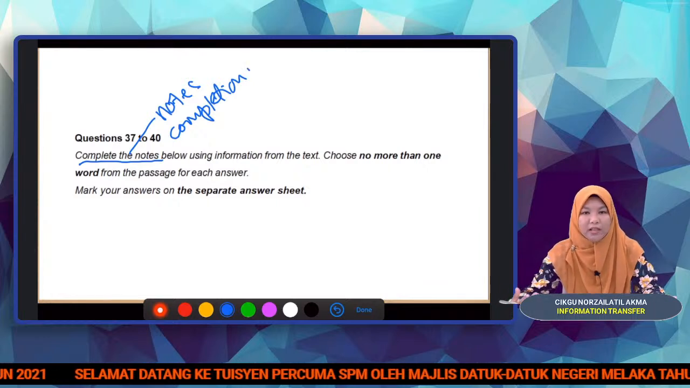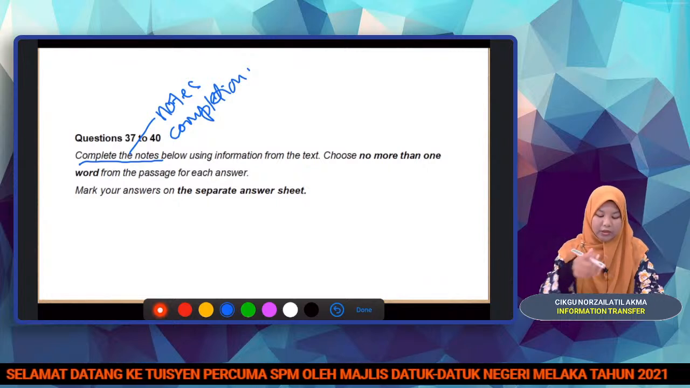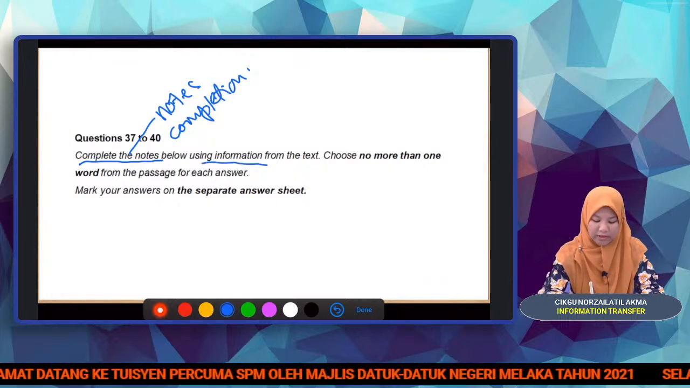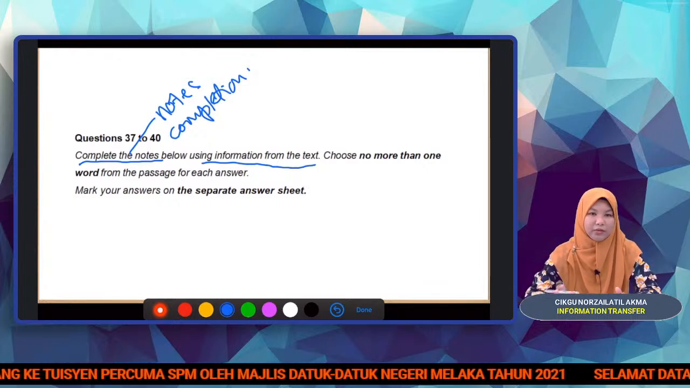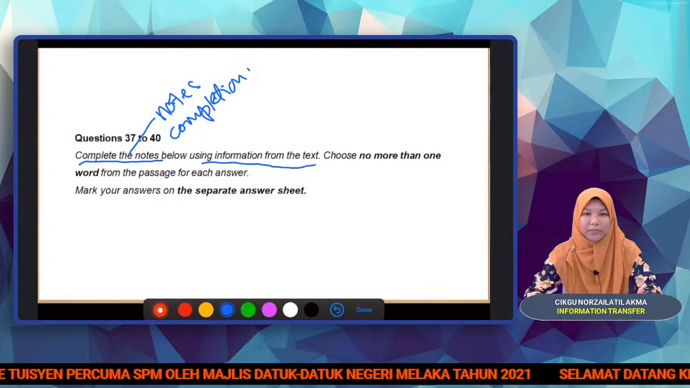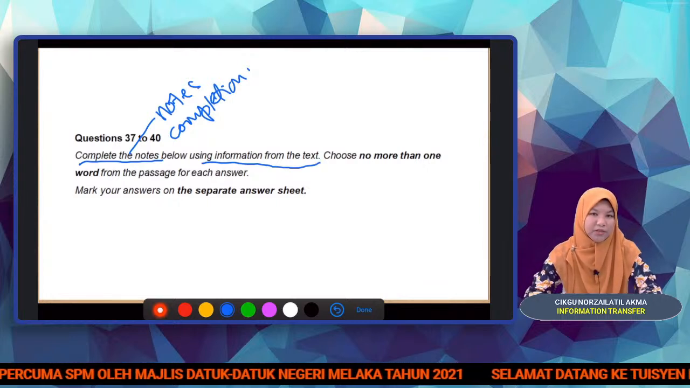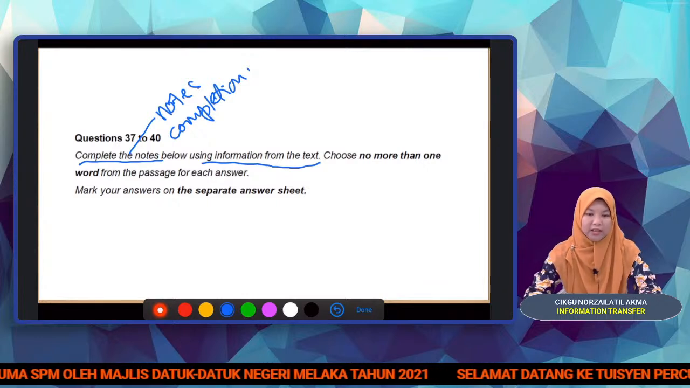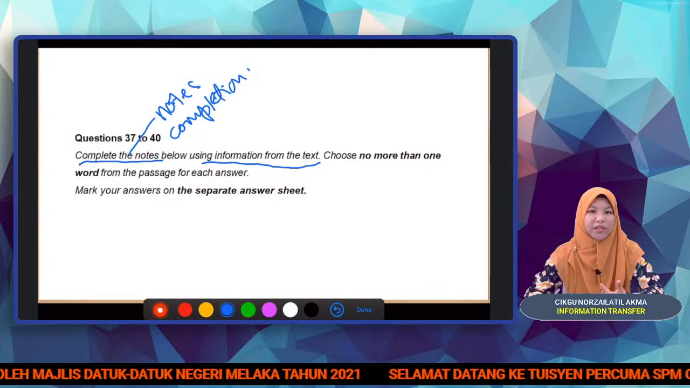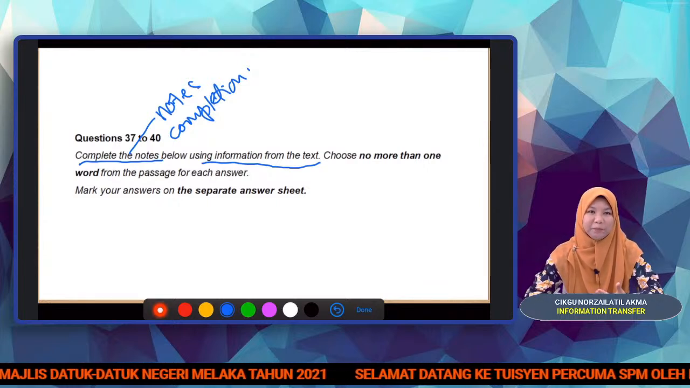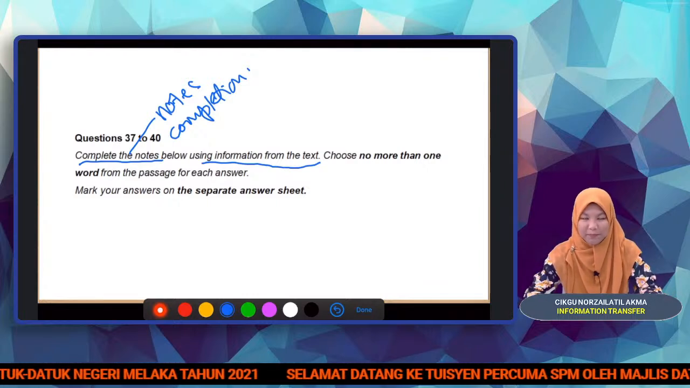Where can you find the source of the answer? In order to complete the notes, you need to use information from the text. Do not use elsewhere. Do not give your own opinion, because basically part 5, information transfer and matching, I always told my students, offers you a bonus mark. For me this will be the easiest part of your test paper.